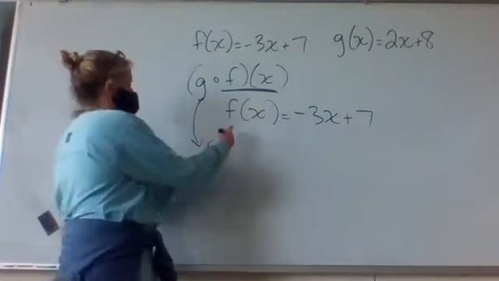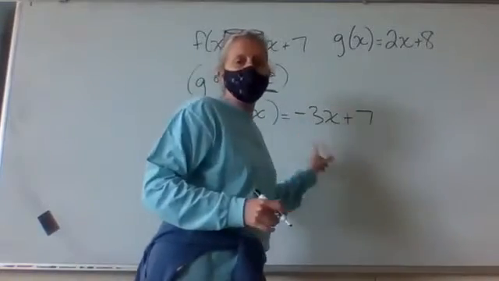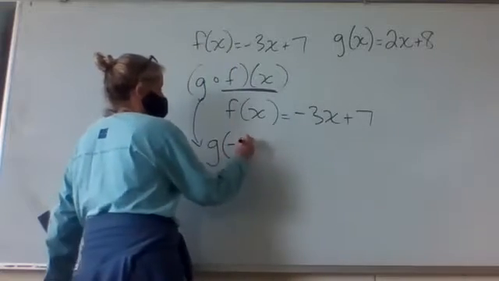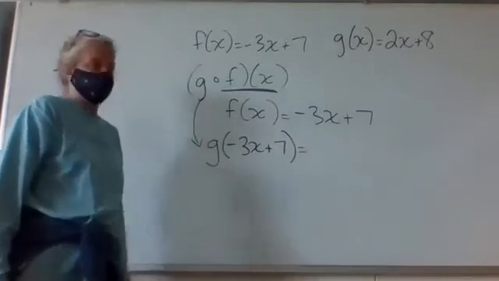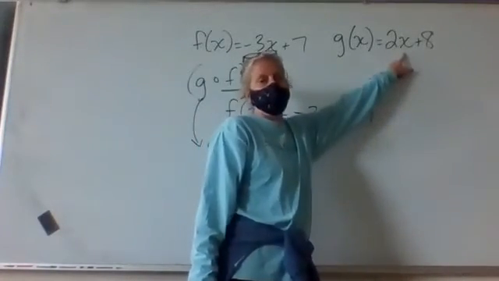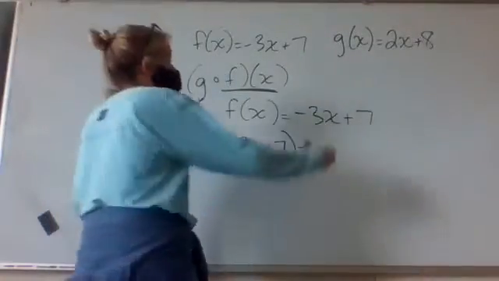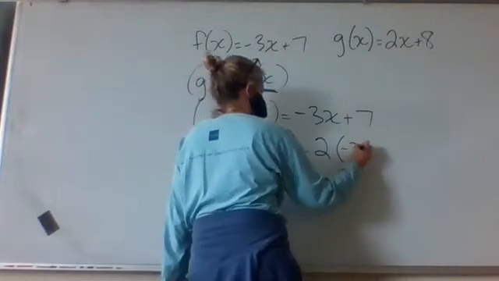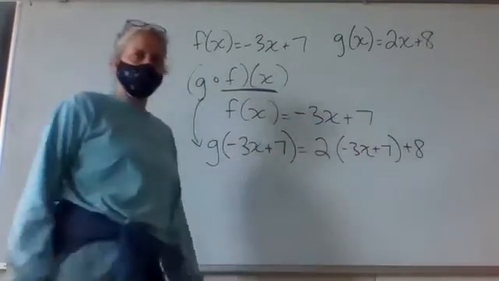And what are you finding g of? Just like the last one, I'm finding g of whatever my last answer was. So I'm just finding g of negative 3x plus 7, which says go to your g function and replace its x with negative 3x plus 7. So I'll have 2 times negative 3x plus 7, plus 8.